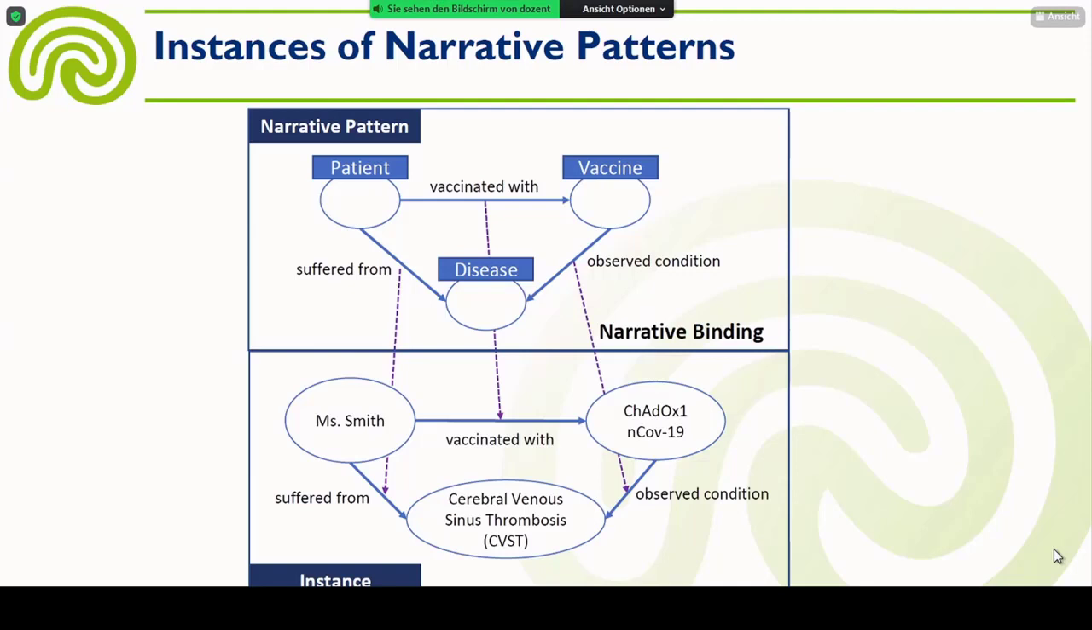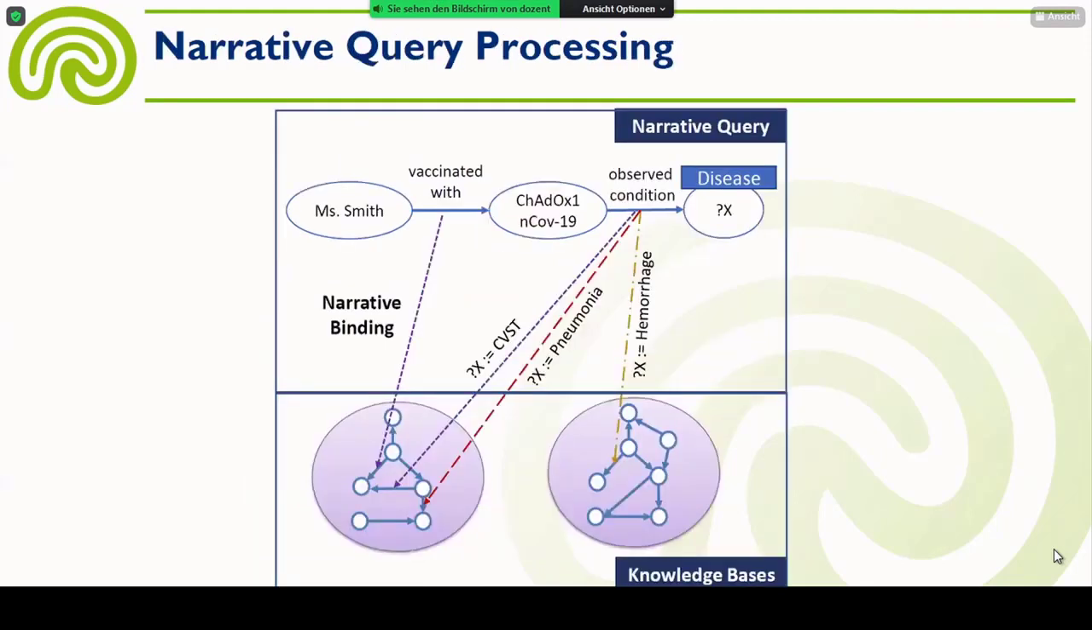And that's why we argue a narrative pattern is just a backbone, and it can be substituted by so-called narrative bindings against real-world data. So in this case, the patient is Mrs. Smith, who suffers from CVST. If we now use this for a query processing step, we might formulate a query. Some user formulates the query: Miss Smith was vaccinated with AstraZeneca. Which conditions can she expect in her case?